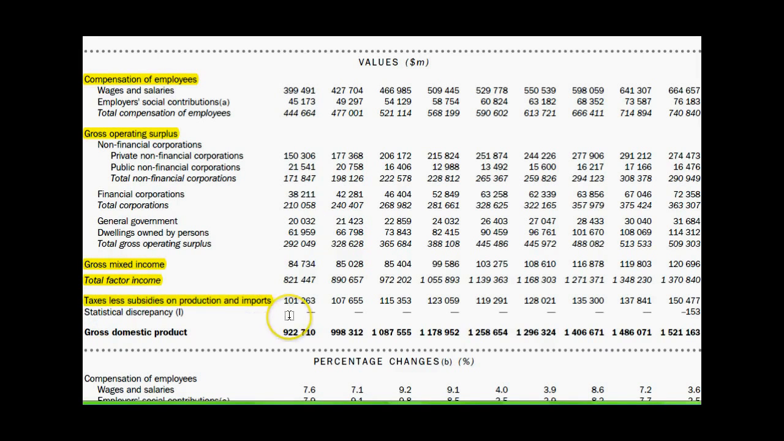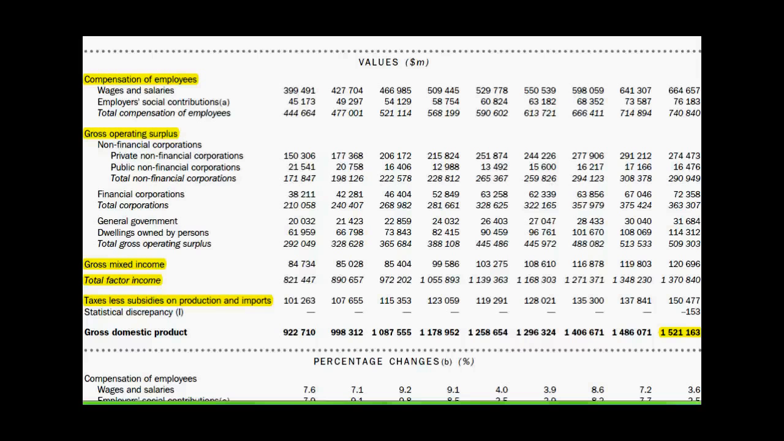Add to that taxes, less subsidies. So why are the taxes included there? Because that's income which has been siphoned off as tax, so it's technically still income. It's now gone to the government. And anyway, when you add them all up, we come to gross domestic product of $1.5 trillion, just like with the expenditure method.